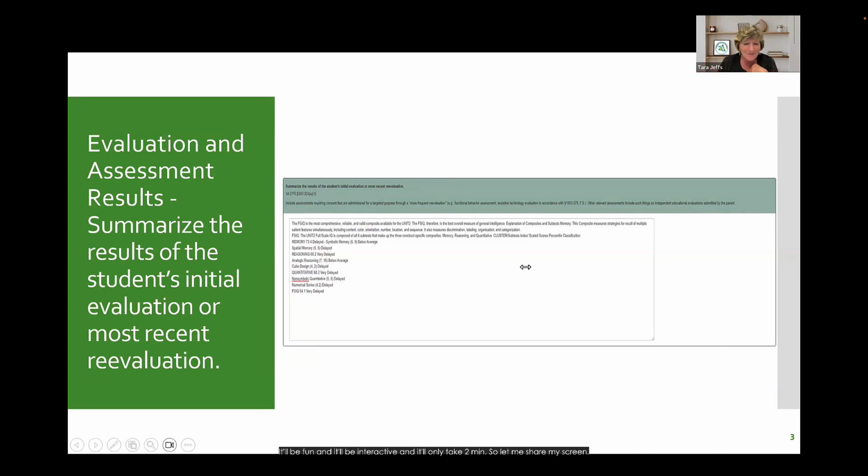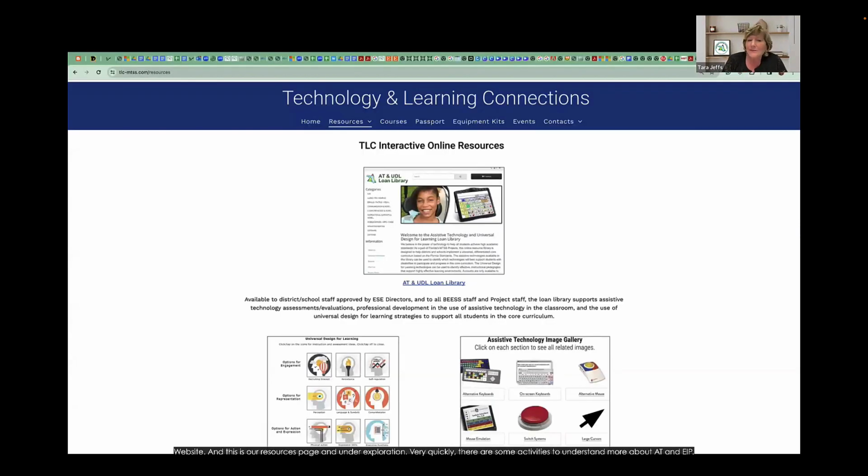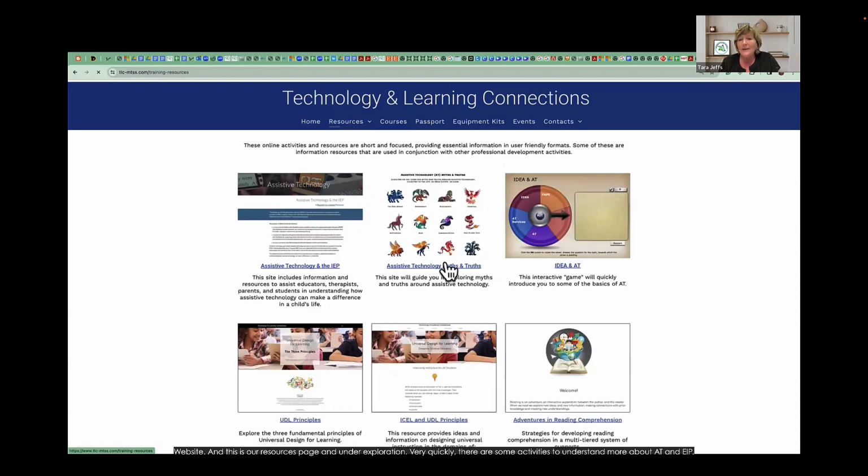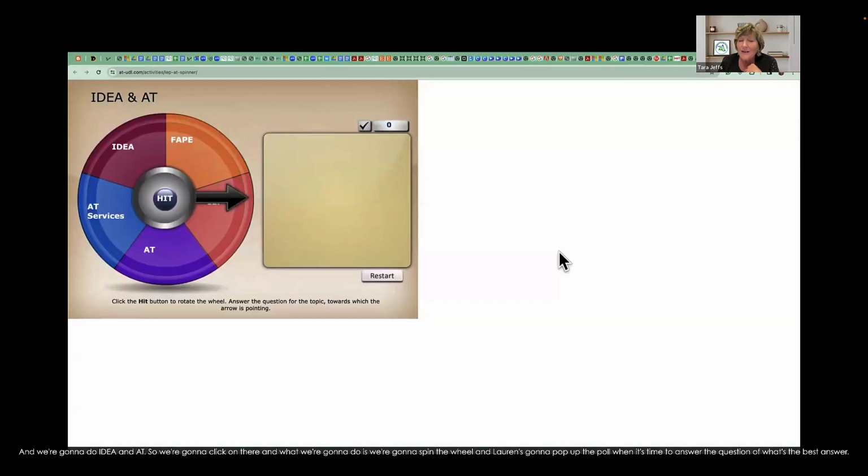So let me share my screen and let's go over to our resources page. See how that is looking to you. This is the TLC website, and this is our resources page. Under exploration, very quickly, there are some activities to understand more about AT and the IEP. We're going to do IDEA and AT, so we're going to click on there.